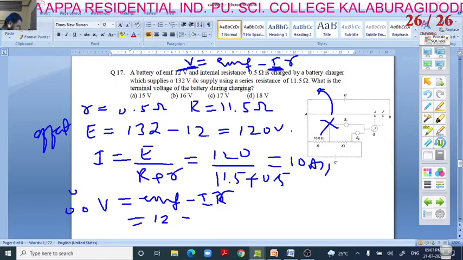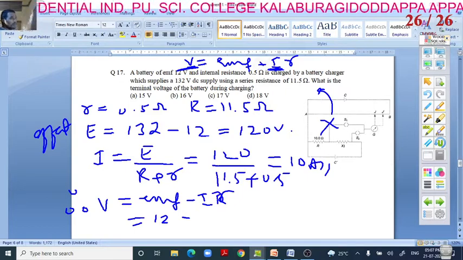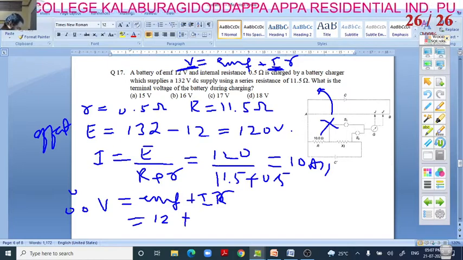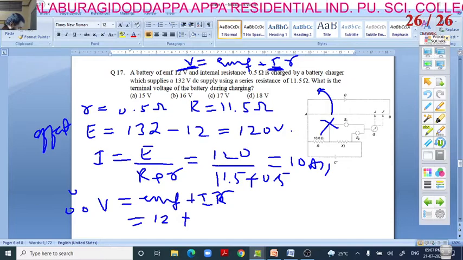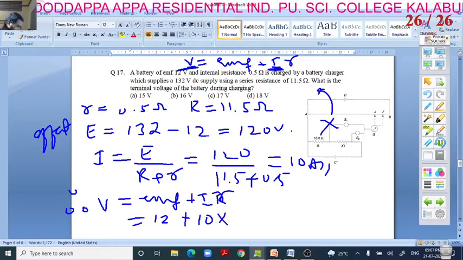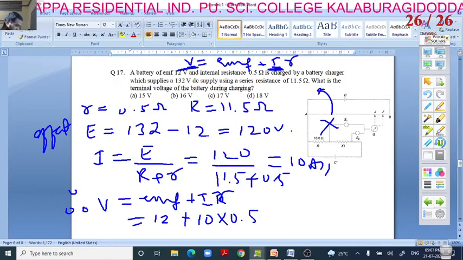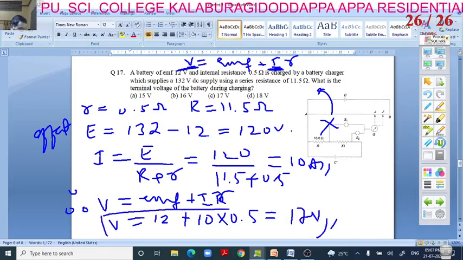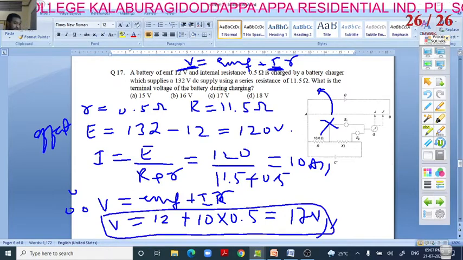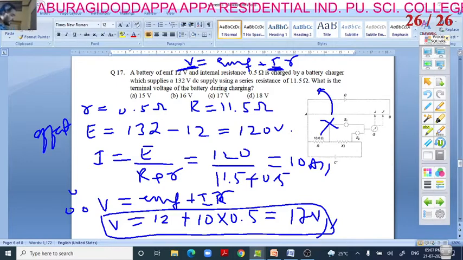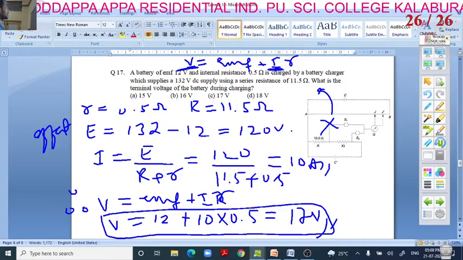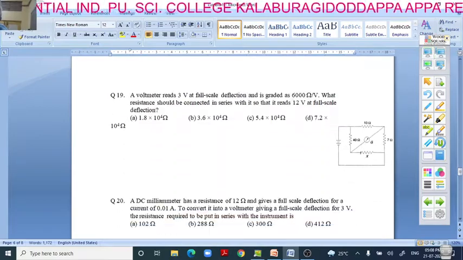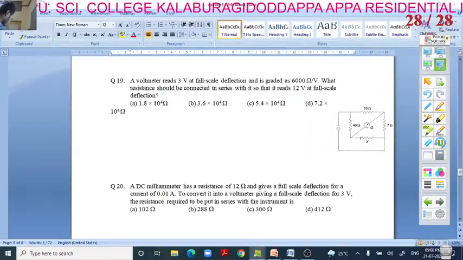During charging this becomes plus, so V is equal to EMF plus I into r. I into r: 0.5 into 10, so that is equal to 17 volt. During charging, V is equal to EMF plus I into r. Next, okay, next question.